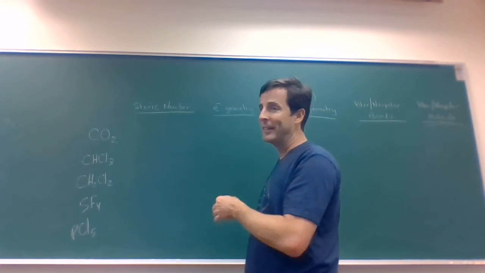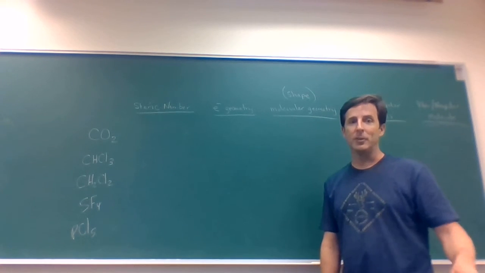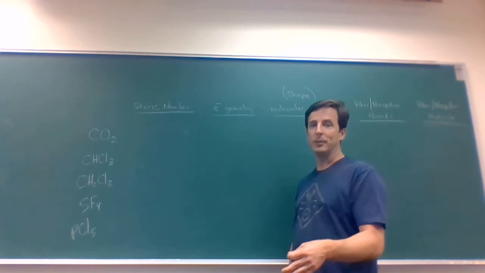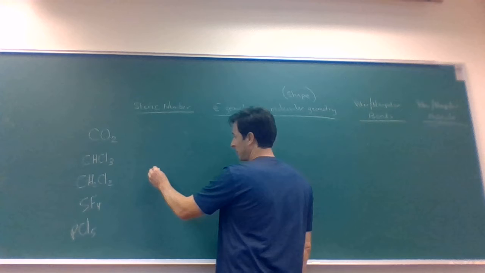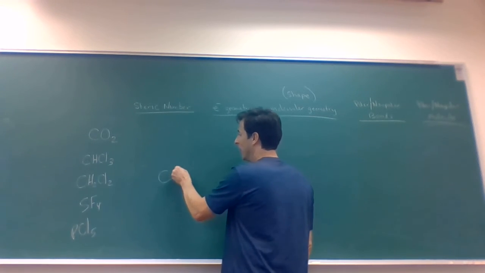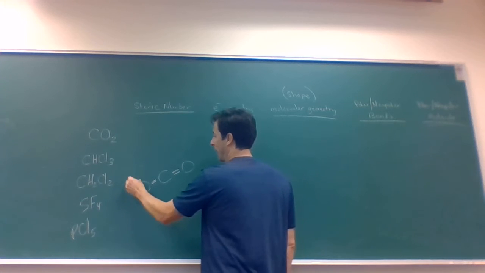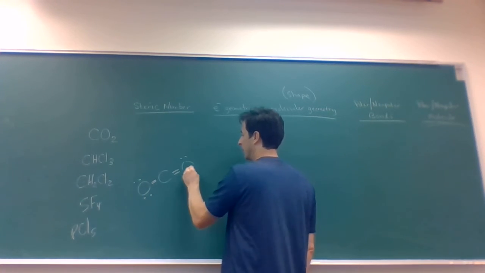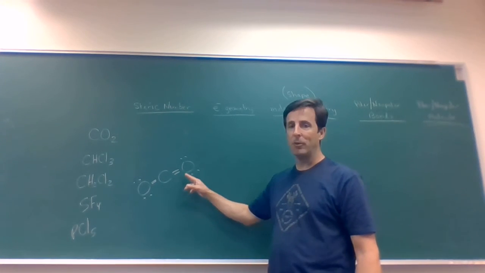In order to do any of this, you have to be able to draw the Lewis dot structure. If you're not good at that, go back to the previous videos and practice, but you have to have the correct Lewis dot structure for each molecule before you can work ahead. So CO2, you should know how to draw. Carbon needs 4 bonds. Each oxygen needs 2 bonds, so I end up having a structure that looks like that. The carbon has a double bond to both oxygens.